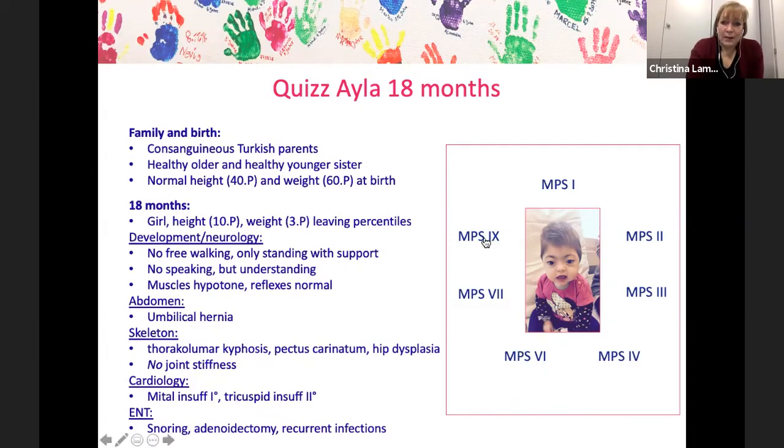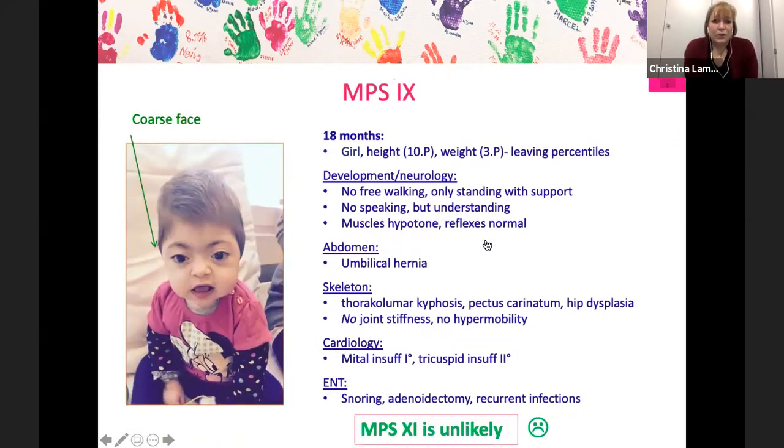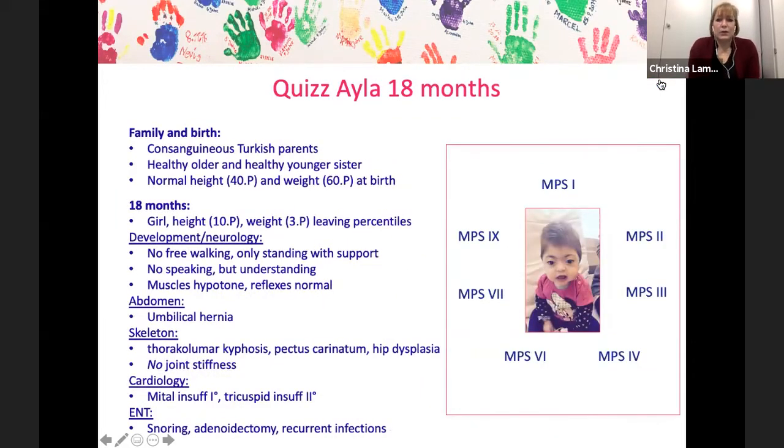So the next type of MPS, MPS 9. Why is MPS 9 unlikely? Actually, we have only around 5 cases described all over the world with MPS 9. So we don't know very much about that disease. And the diagnostics is more difficult than in the other MPS types. They have more nodules on the joints, so it is more rheumatological. So MPS 9, let's say, is unlikely as well.